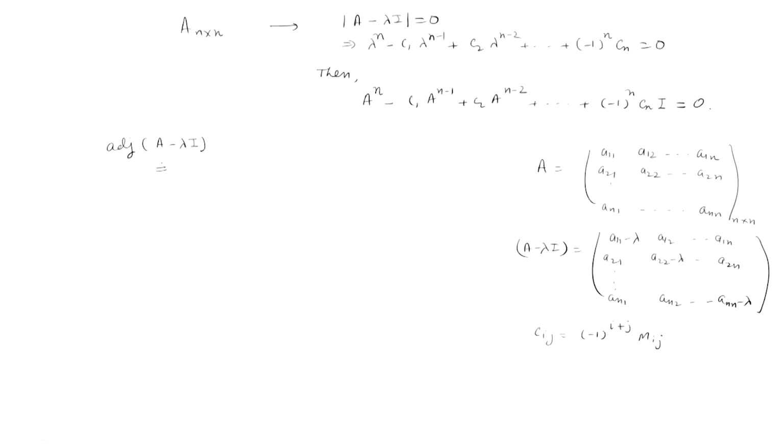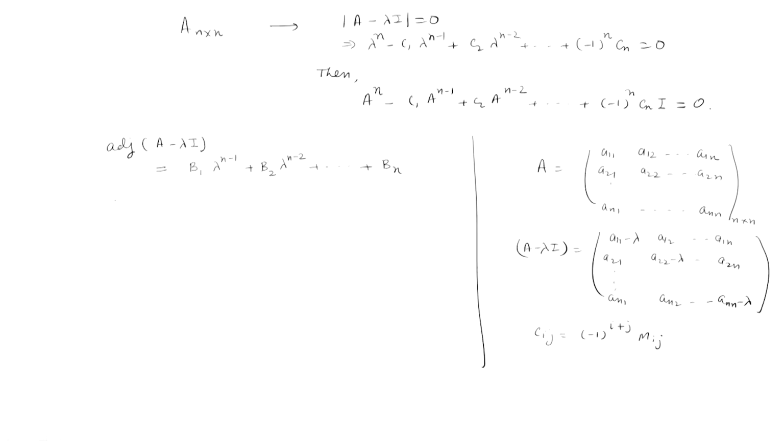So, if you find the cofactors of each and every element of this matrix, this will be something like B1 lambda raised to power n minus 1 plus B2 lambda raised to power n minus 2 and so on up to Bn. Here B1, B2 and so on up to Bn are themselves matrices.